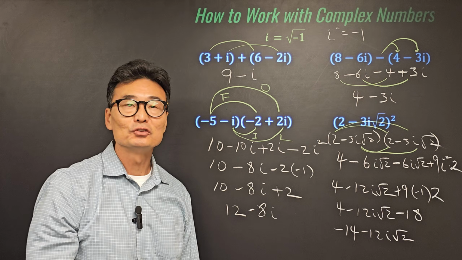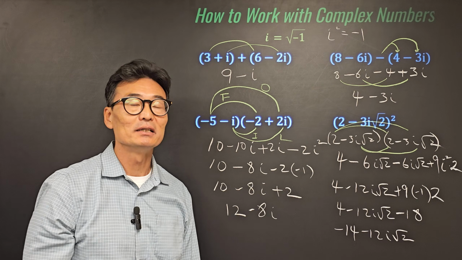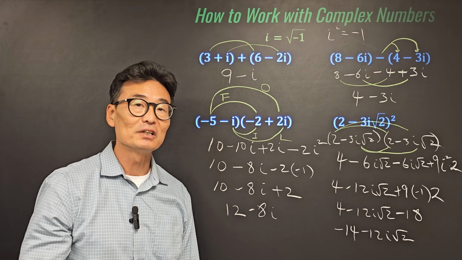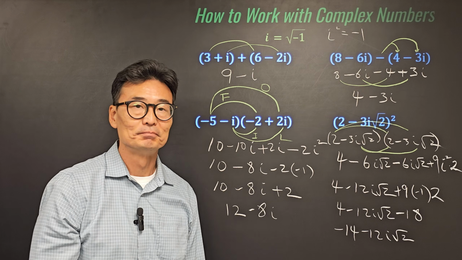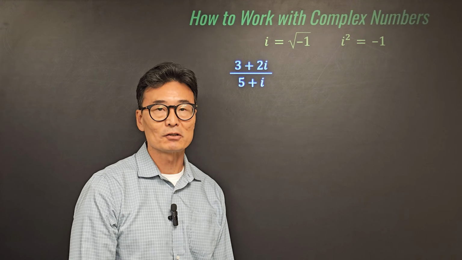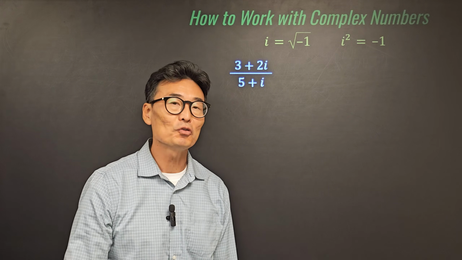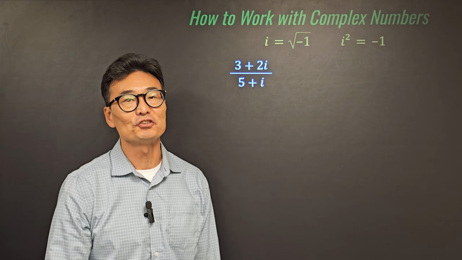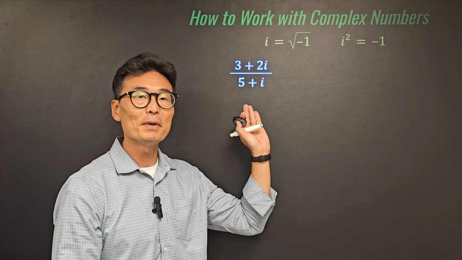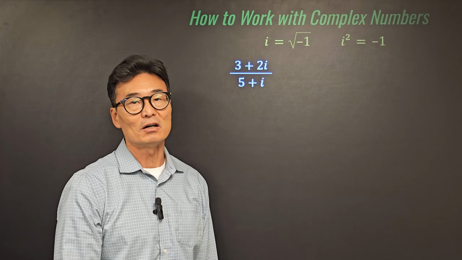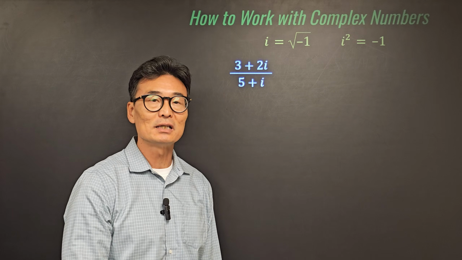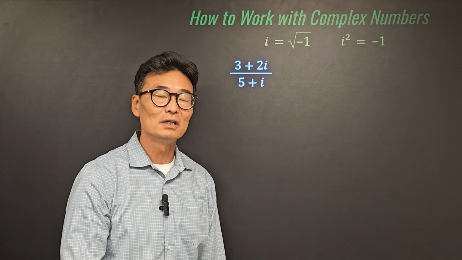Now let me show you how to simplify a fraction with a complex number in the denominator using the conjugate. Here we have a fraction where we have a complex number in the numerator as well as the denominator. In most cases, a problem will ask you to remove the complex number from the denominator, or make it so that you don't have an i on the bottom. In order to do that, you want to multiply the numerator and the denominator by the conjugate of the denominator.